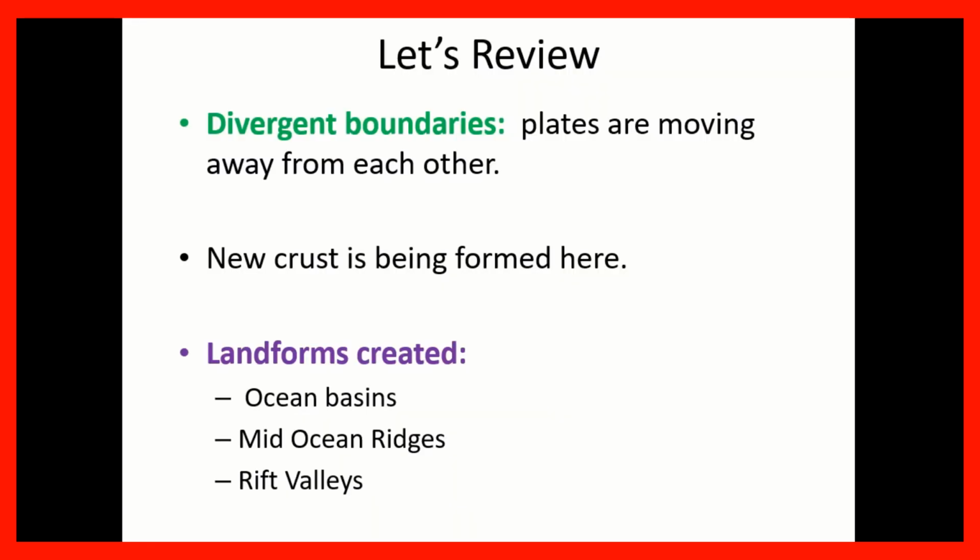All right, let's review. So divergent boundaries are where plates are moving away from each other. New crust is being formed. And the landforms that are created are ocean basins and mid-ocean ridges. Those are underneath the water. And then rift valleys are where the land is actually being pulled apart.